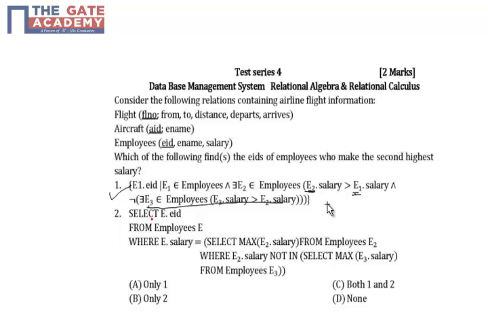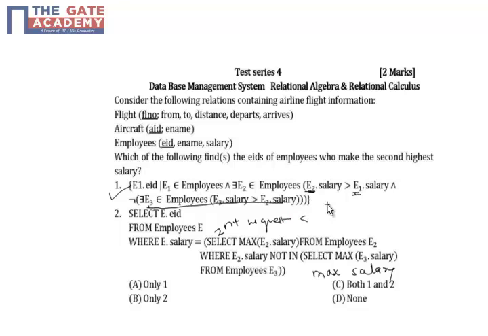Now talking about the second query, which is a nested one, we will first look at the innermost query. Select max salary from employees E3. So it will basically select the maximum salary from the database. From the outer query, we are finding salaries from the database which are not equal to the maximum salary. That means the second highest salary. So basically the innermost query will give the second highest salary.